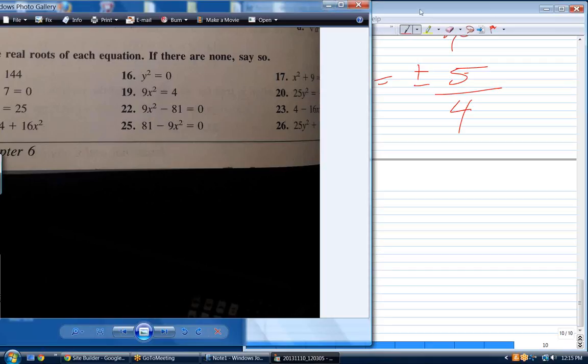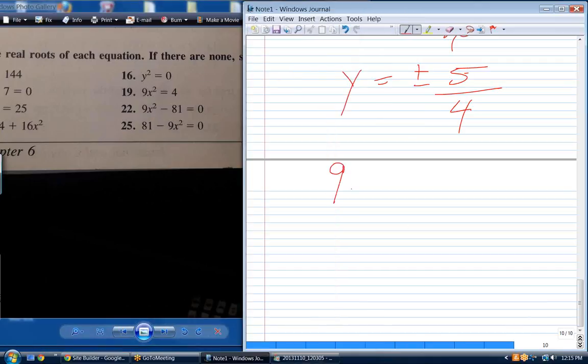What's next, 22? First and second step. First step would be to isolate x or get the 81 to the other side. So 9x squared equals 81. Okay. And then you have to divide both sides by 9, so x squared equals 9. X equals plus or minus 3.